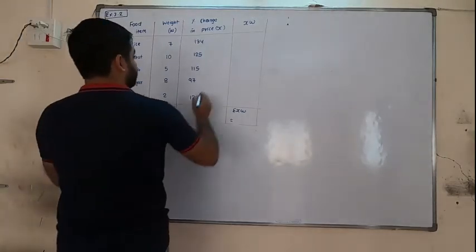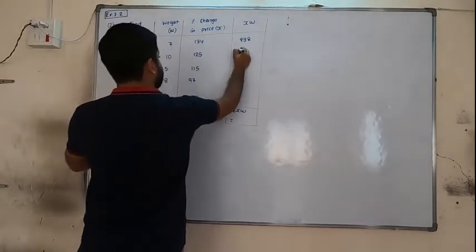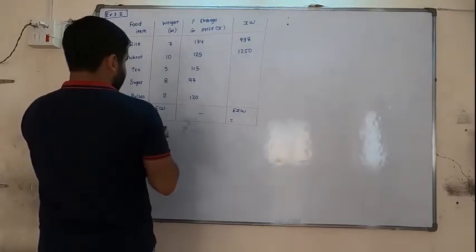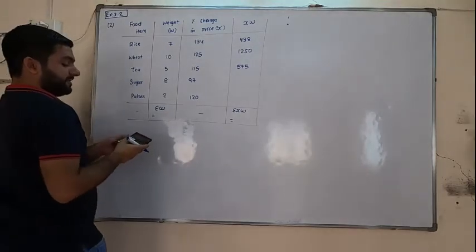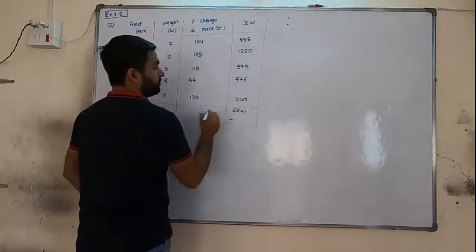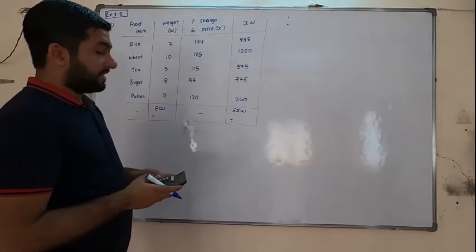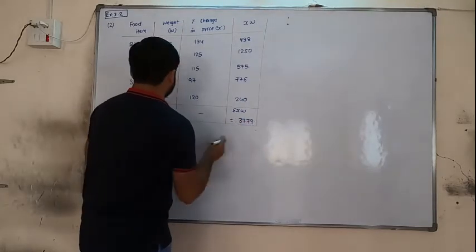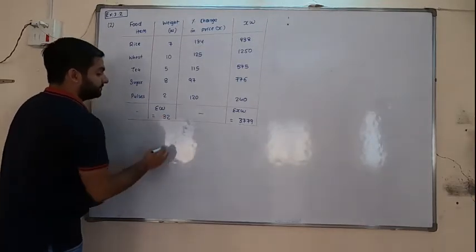134 into 7, 938. 10 into 125 is 1250. 115 into 5, 575. 97 into 8, 776. 120 into 2, 240. 938, 1250, 575, 776, 240 add up to 3779. 7, 10, 5, 8, 2 add up to 30.